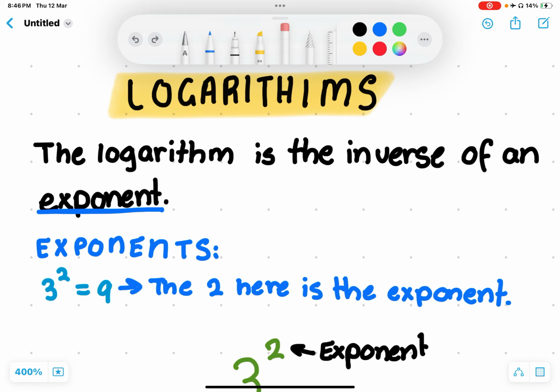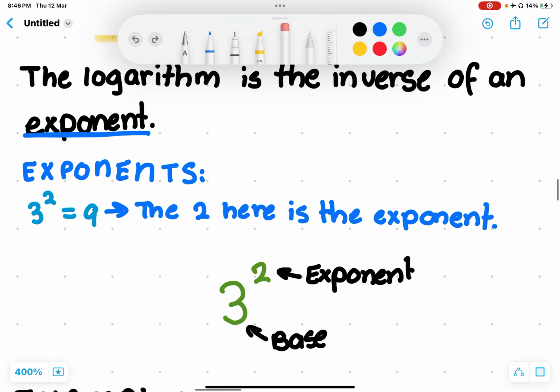What are logarithms? So, the logarithm is the inverse of an exponent. Now, what is an exponent? You may know this, you may not. When you write something like 3 squared, that is you raising 3 to the exponent of 2. So over here, our 2 is the exponent and the 3 is the base. The number which is being raised to a power is the base, and the power is our exponent.